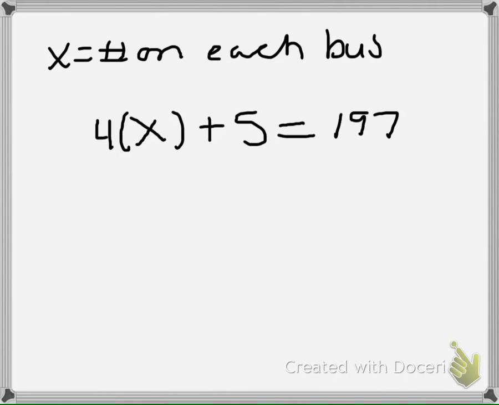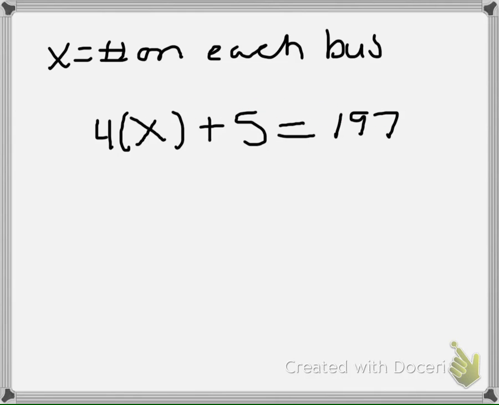Okay, so I already know that x is supposed to represent the number of students on each bus. And I know that there were 4 buses. So if I multiply 4 times however many students were on each bus, and I add the 5 that had to take cars, it's going to be equal to 197 because that's how many students they said there were. So my equation is 4x plus 5 equals 197.